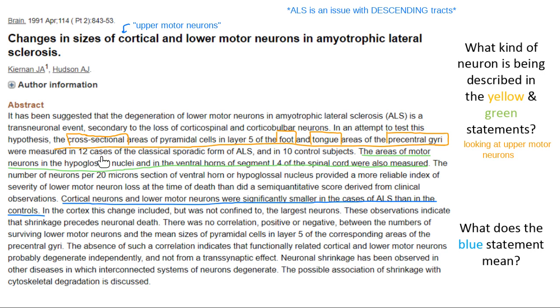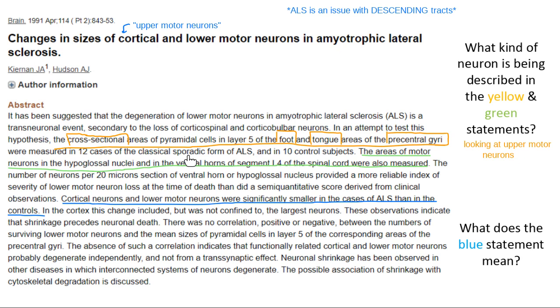Notice, by the way, that they're checking this in 12 cases of what they call classical sporadic ALS. Hey, technically in your packet, this classical sporadic form of ALS is also underlined. And I like to point out that there's this word sporadic in here. When we were talking about Creutzfeldt-Jakob's disease, what did sporadic mean? Do you remember if someone has sporadic Creutzfeldt-Jakob's disease? Yeah, exactly. Sporadic Creutzfeldt-Jakob's disease, we don't know where it came from. It just happened randomly, basically.